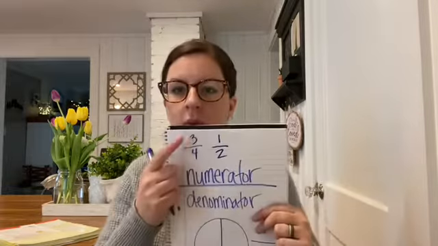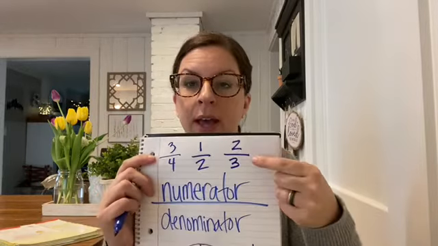Okay, what about 15? How many red parts are there? 1. How many parts are there altogether? 2. So 1/2. Okay, what about number 16? Number 16, how many red parts are there? 2. How many parts are there in all? 3. So 2 out of 3, 2/3. All right. Fractions are so fun. All right, number 6. Letter D.